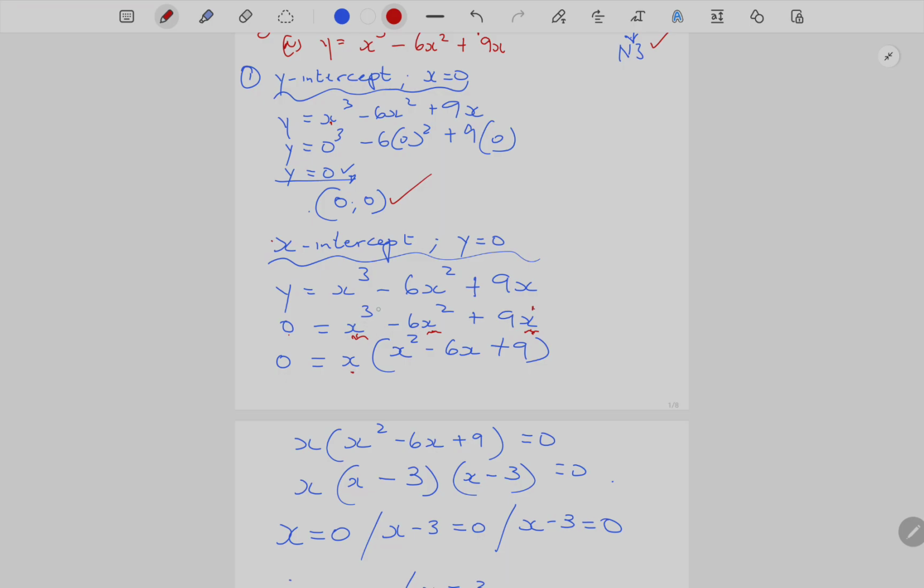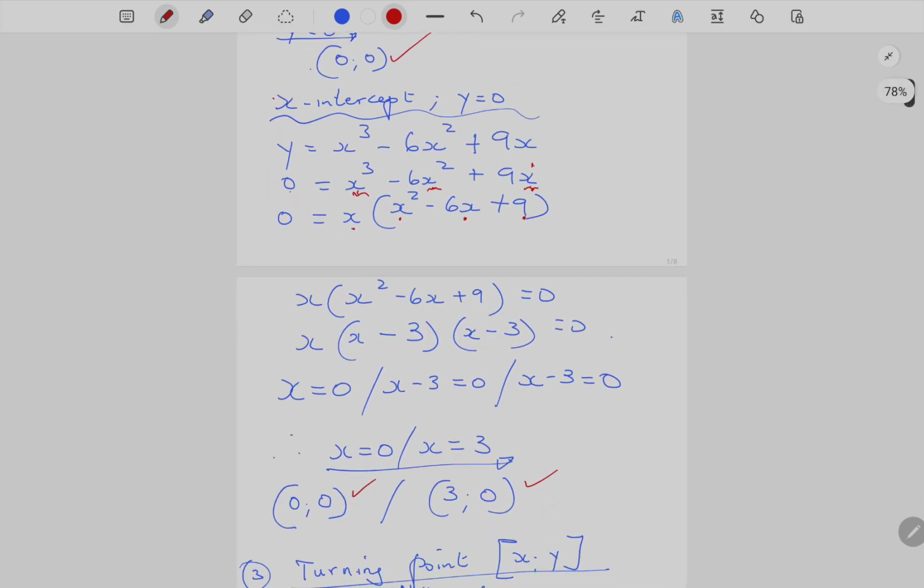Then what is x cubed divided by x? The answer is x squared. What is negative 6x squared divided by x? The answer is negative 6x. What is 9x divided by x? The answer is 9. Okay, now next step, we can swap this. We'll start with x times x squared minus 6x plus 9, then we put the 0 on the other side. We just swap. You don't need to swap, but I'm just swapping so that you don't get confused when we're solving for x. So the 0 is here.